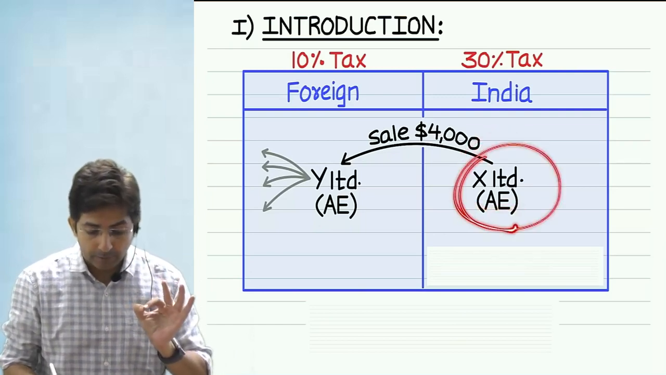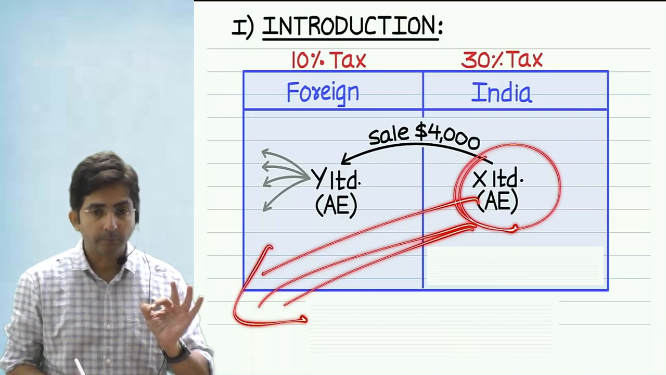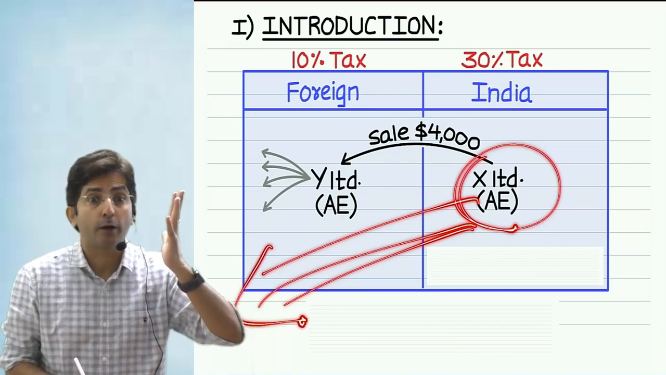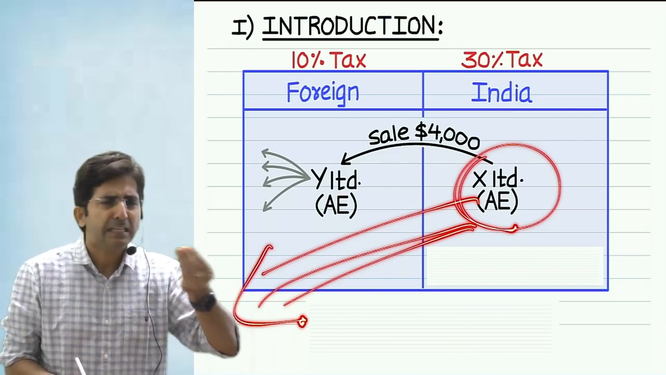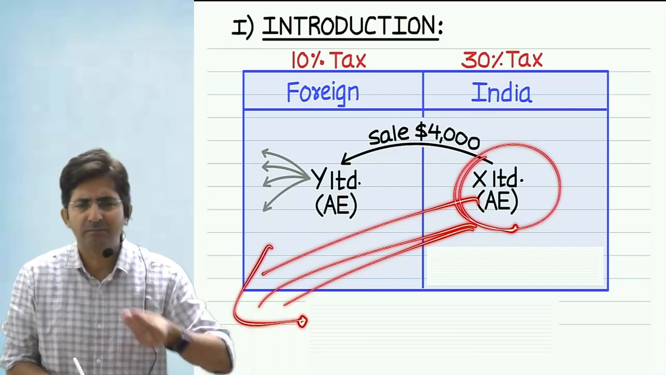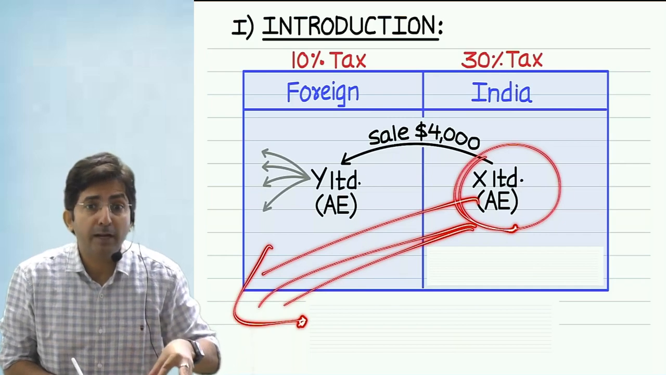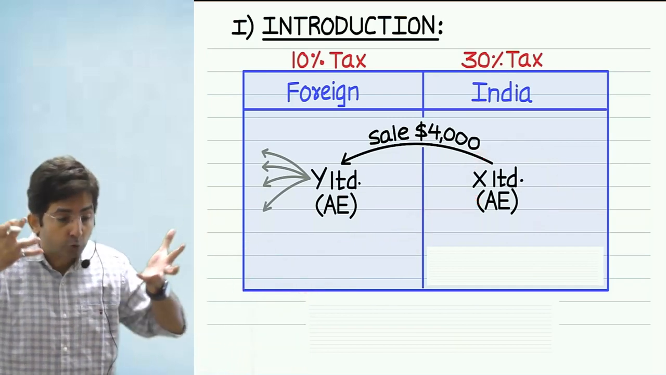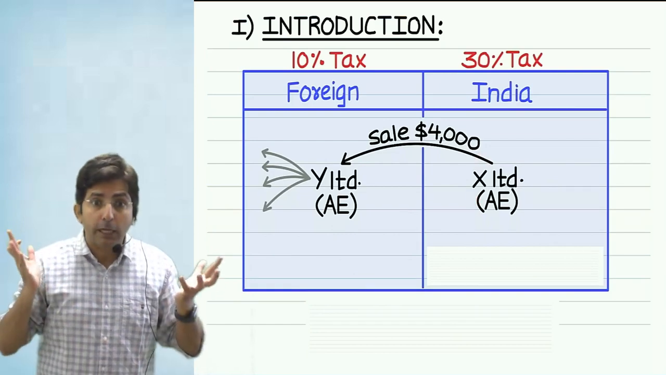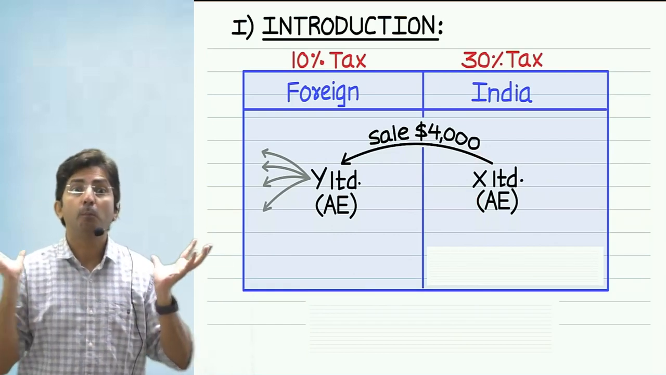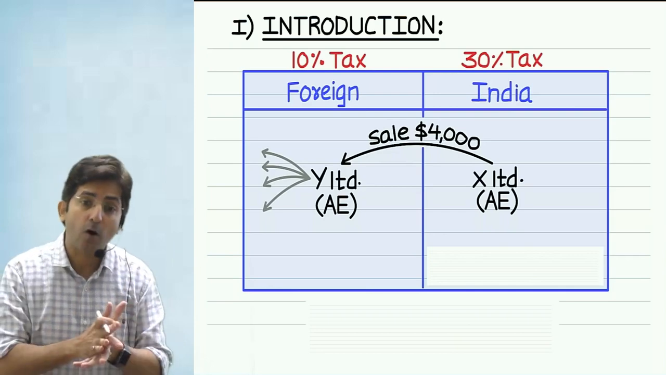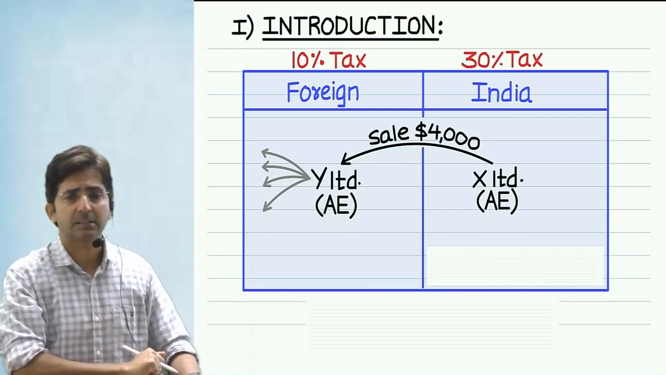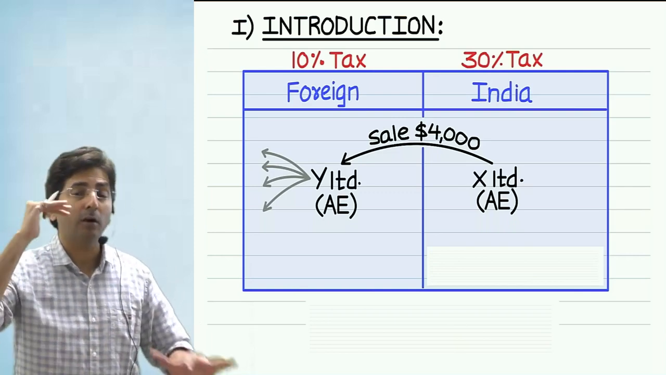X Limited felt that if I sell directly to foreign customer, and assume there are 1 lakh customers in foreign country. So with each and every customer, how will I manipulate? And if I can't manipulate, I will have to show full sale price in my books of accounts. And full sale price means full profit, more tax. That's what X Limited do not want. It doesn't want to pay tax. So you know what trick, what idea it has played?